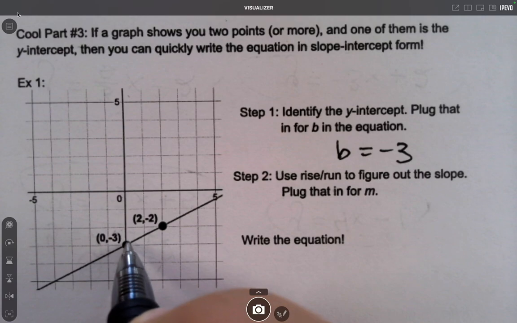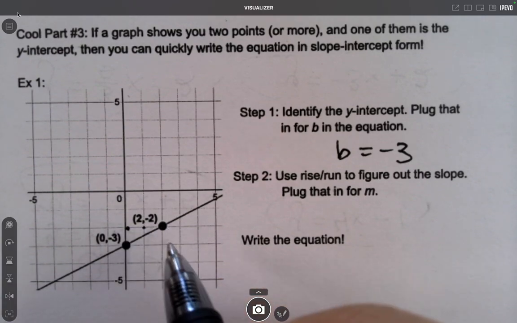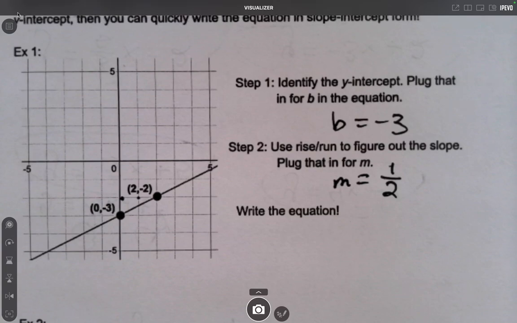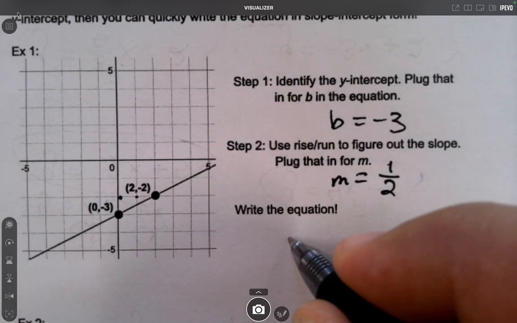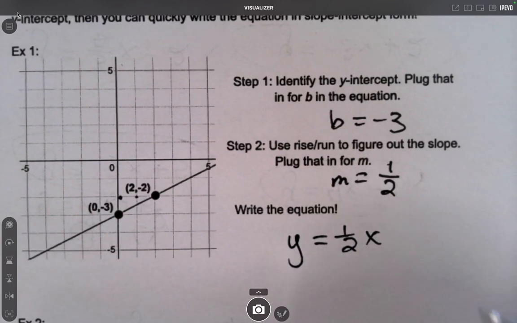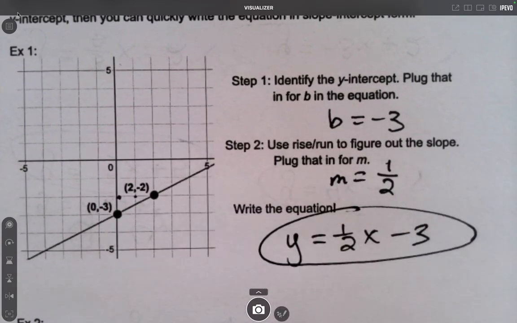So for this one, I have to go up 1 and then over 1, 2. So up 1 over 2. So my slope, my m, is 1/2. So once I see that, I can write my equation. Y equals 1/2 x, because the slope goes with the x, and my y-intercept is -3, so I write -3.